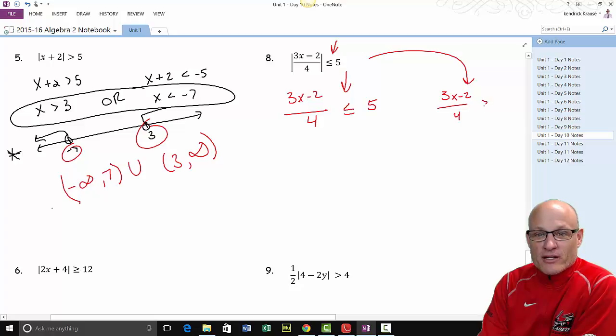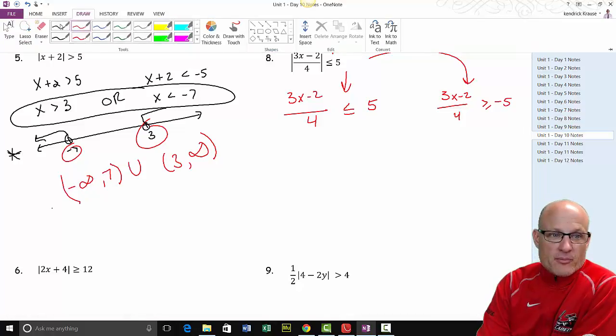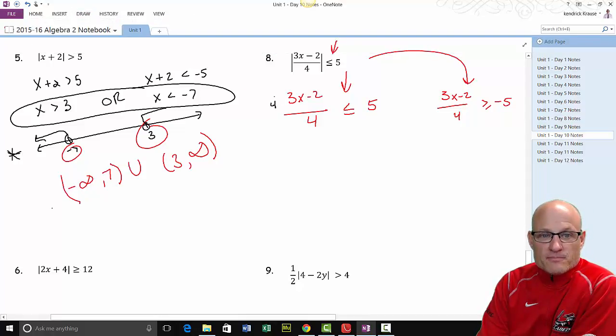Only mess with the right side and the inequality sign in this case. So greater than or equal to negative 5. All right, I'm going to grab a different pen. I'm going to multiply both sides by 4, because that means I can get rid of this. And I get 3x minus 2 is less than or equal to 20.